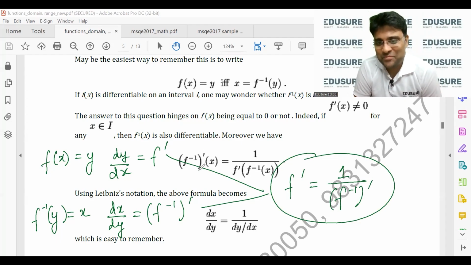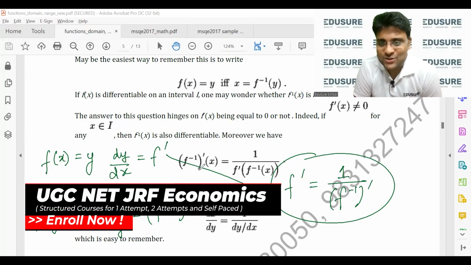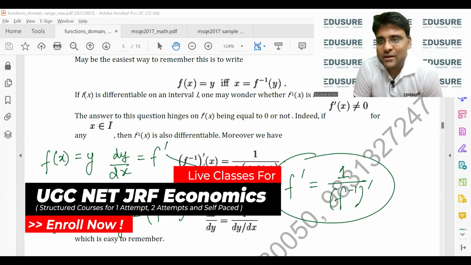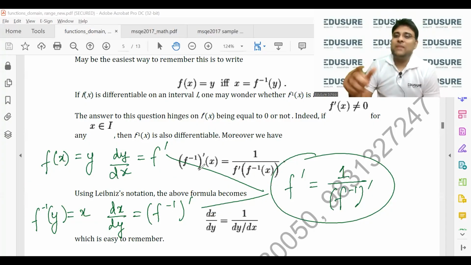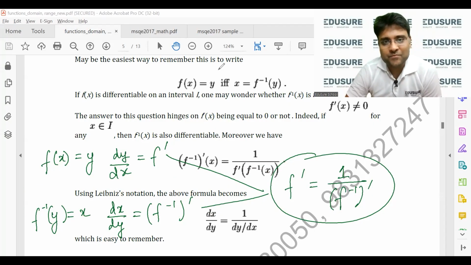As simple as that. f dash is equal to 1 by f inverse dash, or f inverse dash is 1 by f dash. The derivative of the inverse is the inverse of the derivative. Inverse basically means 1 by the derivative. Okay? These are a few properties which I want you to know and to think about when you think about inverse.